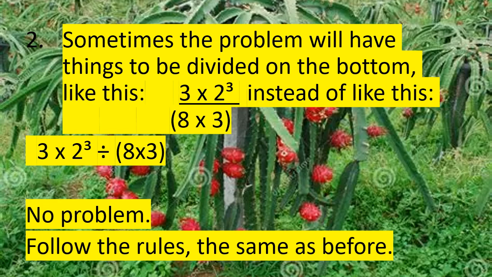Secondly, sometimes the problem will have things to be divided on the bottom, like this one. So we've got 3 times 2 cubed over 8 times 3. So they're writing like that instead of writing it 3 times 2 cubed divided by 8 times 3. No problem, just follow the same rules as before.